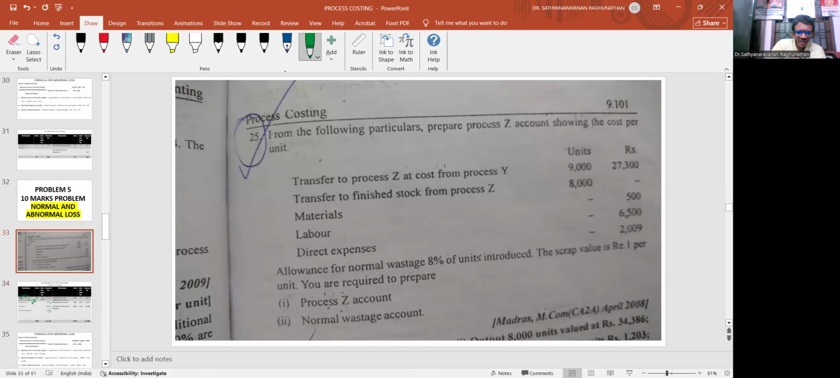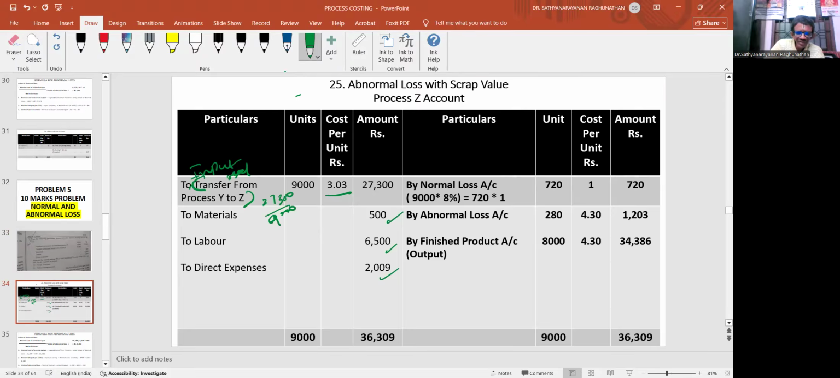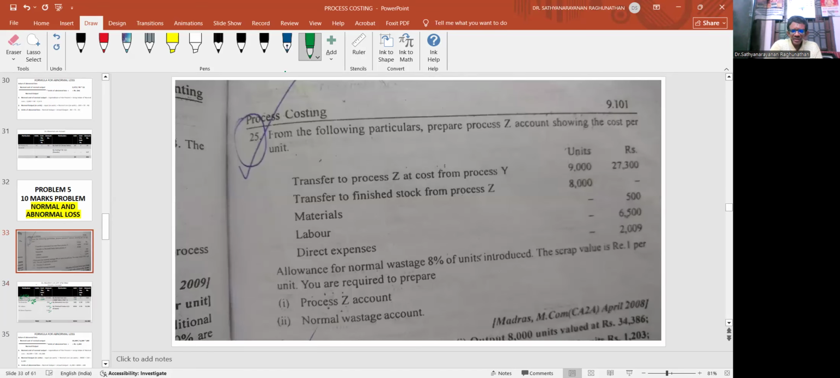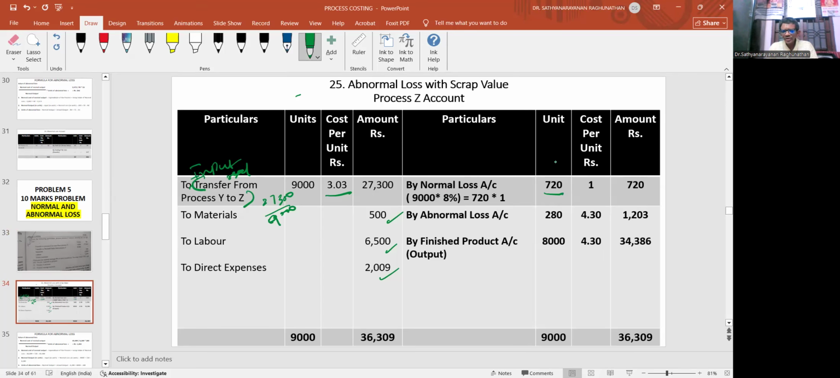Here, see the question. Allowance for normal wastage, 8% of units introduced. The scrap value is rupee 1 per unit. So 8% of units introduced in the sense, how many units have been transferred to process Z from process Y, right? So 8% of that input. 9,000 into 8%, that is 720. So you have to put it in the units column, 720 units. The scrap value is rupee 1 per unit, so cost per unit is 1. 720 into 1, 720. Understood?